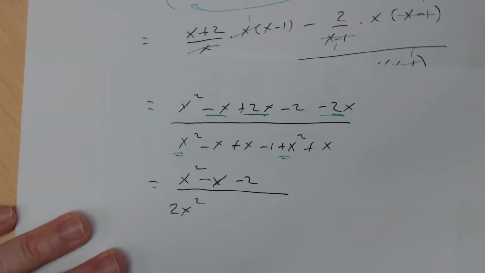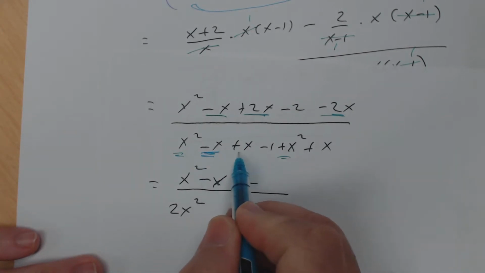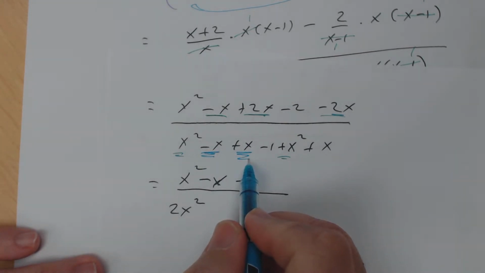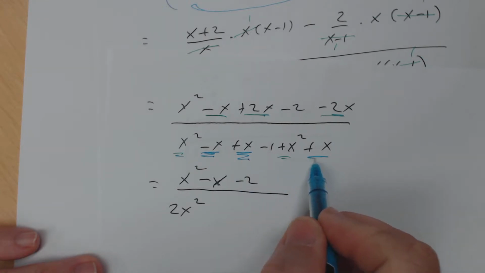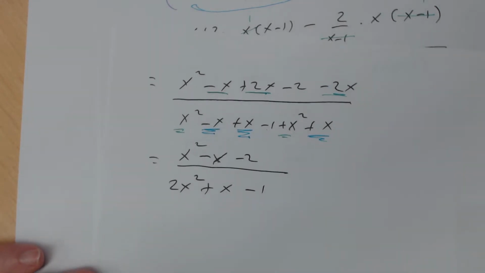Okay, the x terms, a negative x and a positive x, give 0. But I also have this x right here, so that's going to be plus x. And then the only thing left over is this constant, minus 1. So that's where I'm at.